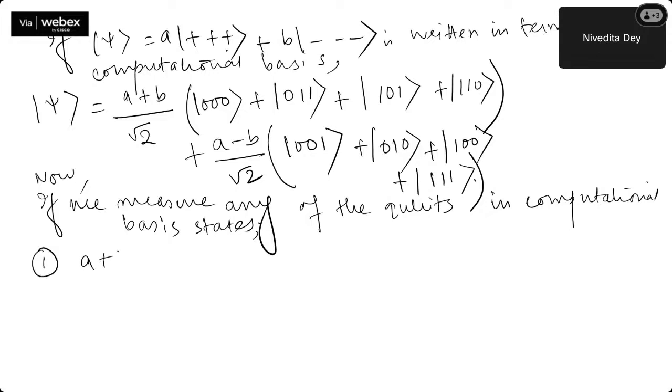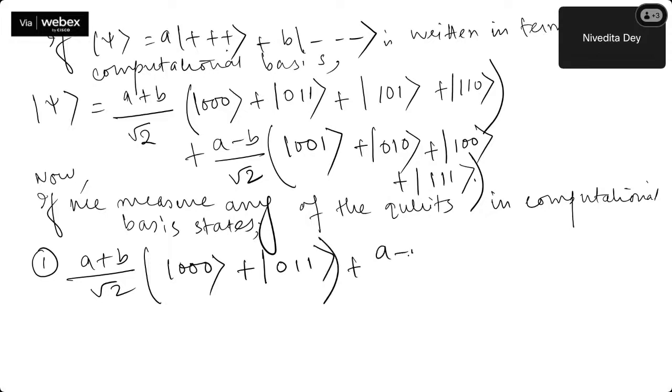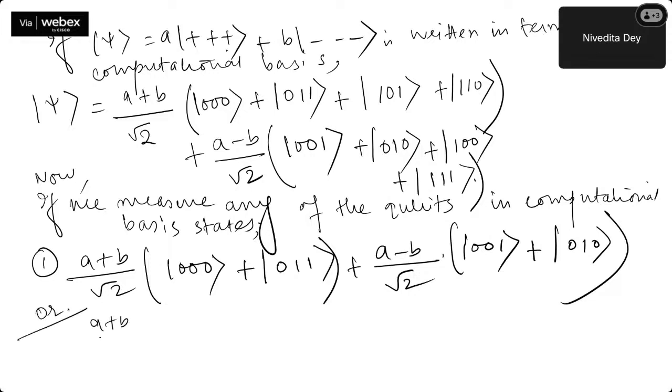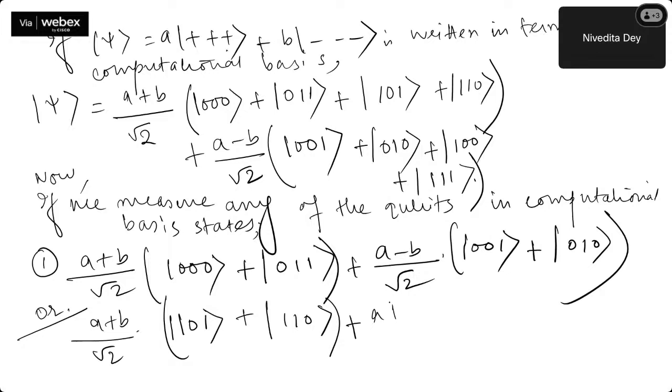So it is either (a plus b)/root 2 times |000> plus |011>, you can check it, plus (a minus b)/root 2 times |001> plus |010>, or either we will be receiving this, or (a plus b)/root 2 times |101> and |110> plus (a minus b)/root 2 into |100> plus |111>, where we are just measuring the first qubit.